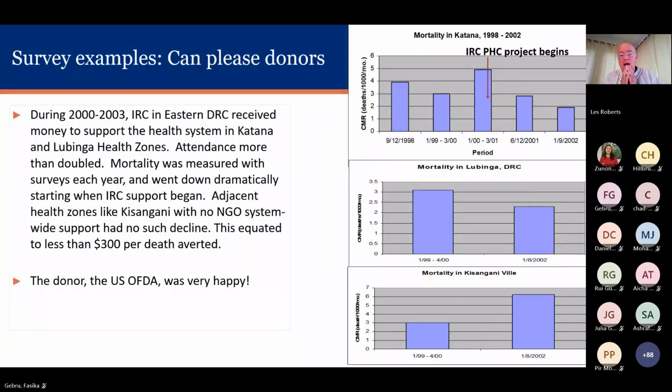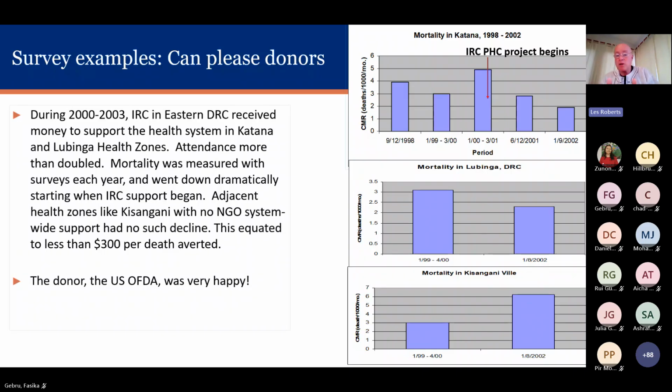So I worked for the International Rescue Committee for a few years, mostly in Congo, and we did some mortality surveys. It triggered a dramatic increase in funding in Eastern Congo. We got healthcare service funding for a couple of health zones. There's 2 of them shown here on the top right. And we had measured mortality before. We got our funding at the beginning of 2001.